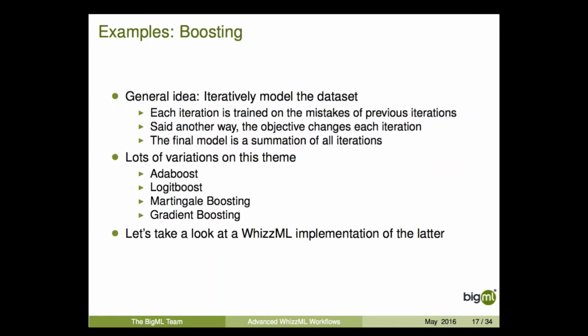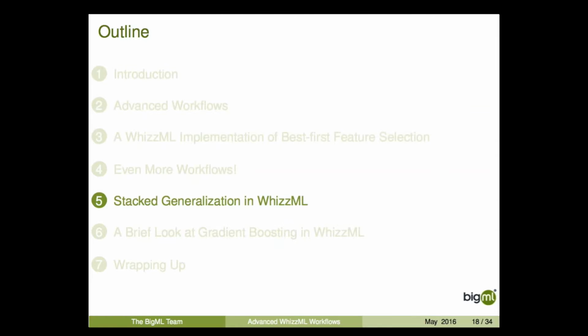One is Eta boost, the classic one, but there's also logit boost and martingale boosting, which are newer sorts of boosting that remedy some of the weaknesses of Eta boost. And then there's also gradient tree boosting, and we're going to take a look at just a tiny sliver of a gradient boosting implementation in a moment. So let's take a look at these last two examples.